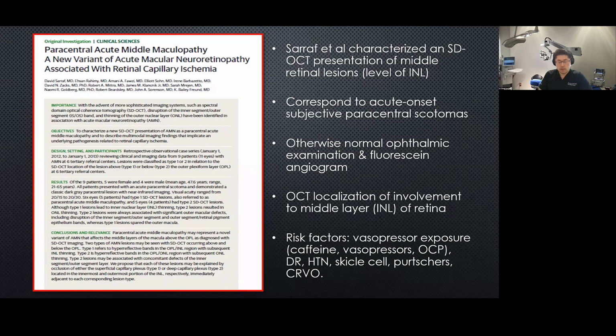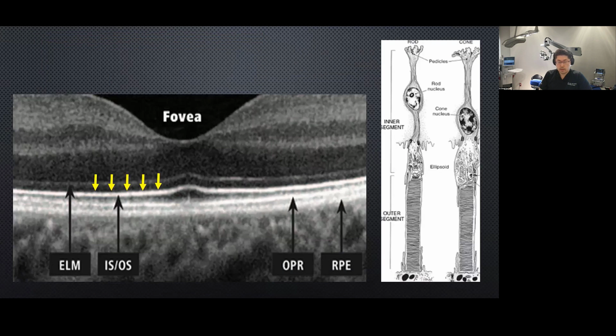mainly in the middle layer, and the reason is that the capillaries in the middle layer of the retina have this watershed zone. Watershed zone means they don't get their perfusion directly, but rather from the inner and outer retina. And when there is focal ischemia or decreased blood supply, especially with risk factors such as using vasopressors, caffeine, diabetes, or vascular disease, you can get these ischemias. Often they can also be associated with central retinal artery occlusion or central retinal vein occlusion.